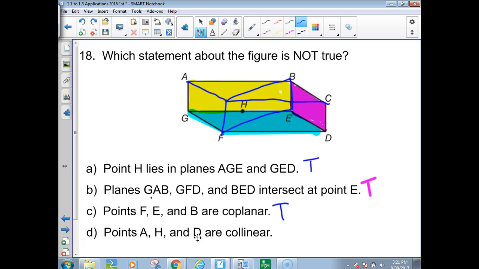Now, are A, H, and D collinear? A, go to H, go to D. That's on the back right there. Okay, or the front, because I messed you all up in the head. This one's popping off of it, so this is false. So the one that was not true was D.